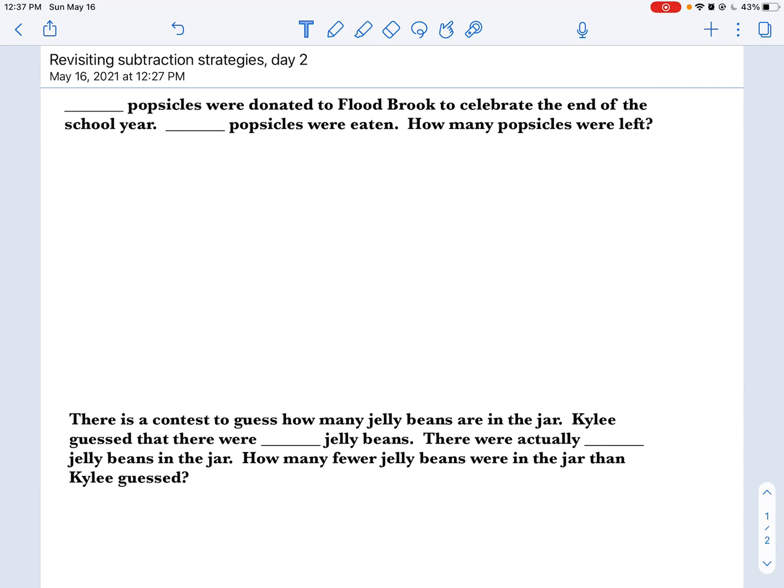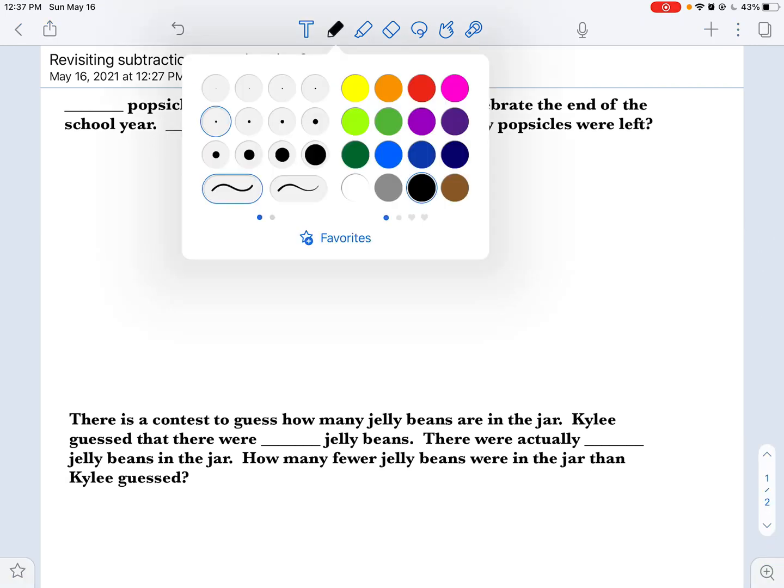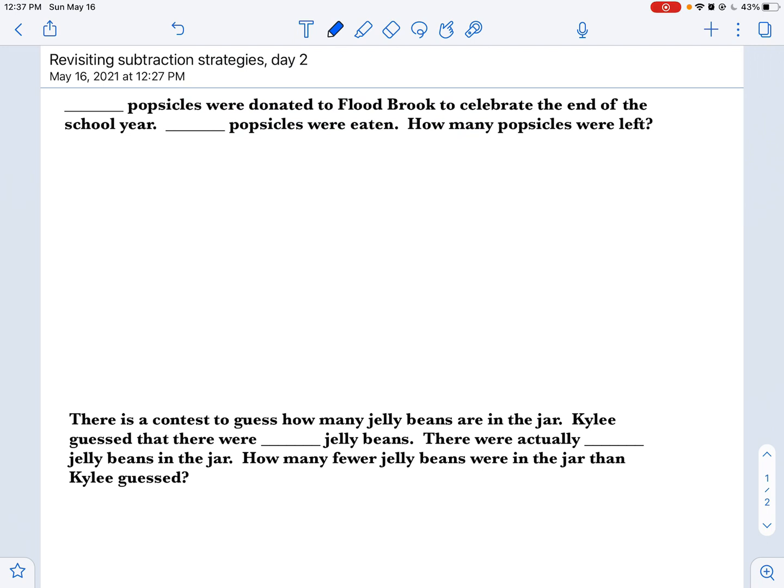So here I have blank popsicles were donated to Floodbrook to celebrate the end of the school year. Blank popsicles were eaten. How many popsicles were left? So with this example, you'll want to make sure that you choose 2 numbers. Again, make it challenging and appropriate for where you are in your understanding, and make sure that it makes sense. So if I put something like 327 popsicles were donated to Floodbrook and 562 popsicles were eaten, will that make sense? Absolutely not, right? You can't eat more popsicles than what were donated. So make sure that whatever numbers you use are going to make sense.